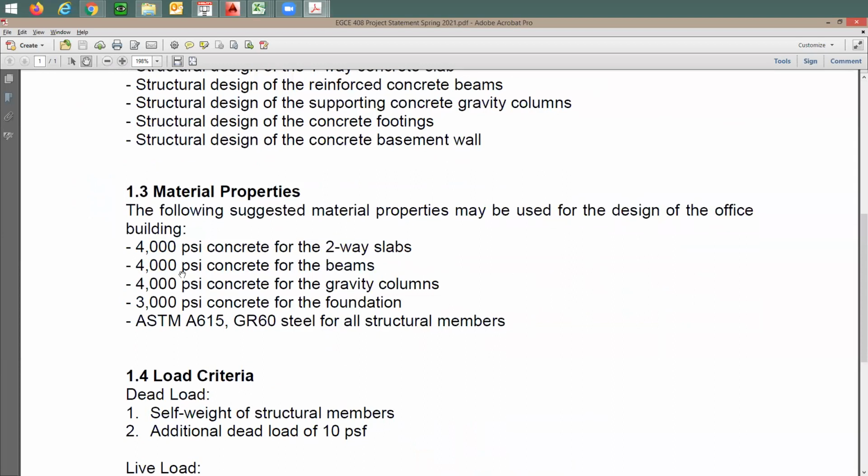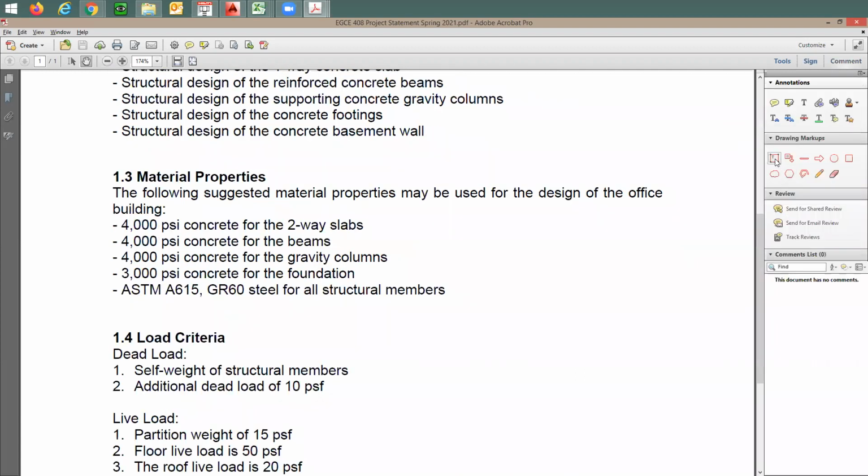Concrete strength, I'm showing this to you. This is what you need to use. It says here for 2-way slab and also 1-way slab. So let me put this. Just say and 1-way slab. I'm going to change this in the original document. 4,000 for the beams, 4,000 for the columns, and for the foundation it's going to be only 3,000. All the reinforcing needed is going to be grade 60.